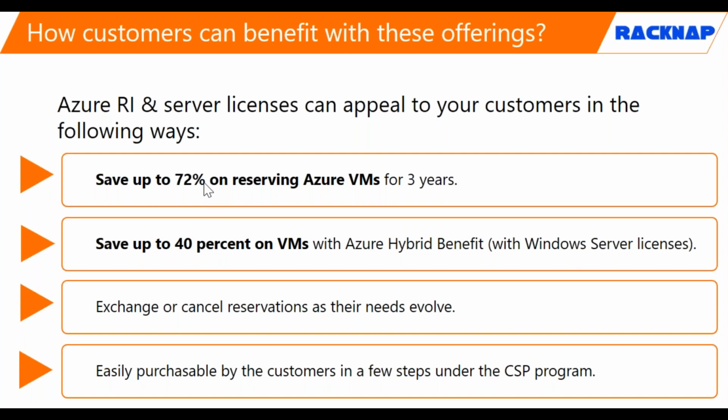That's the kind of savings you are seeing, in terms of 72% on using reserved instances. Also, if you use the hybrid benefit option, whereby you use your existing server licenses, you get some additional savings as well. And with RI you are able to share it across multiple subscriptions, or you may be able to use it on a single standalone subscription as well. So both of these options are feasible under the RI.